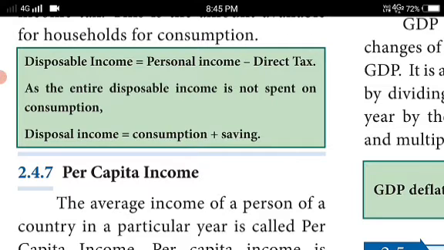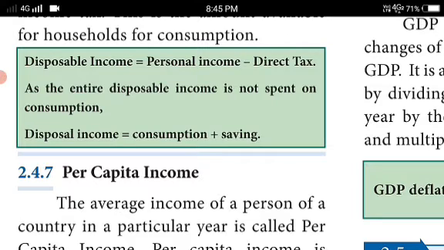Before paying the direct tax, we are calculating the income of an individual, which is personal income. If we subtract the direct tax, we get disposable income. So personal income minus direct tax. The entire disposable income is not spent on consumption; maybe some is saving. They may be keeping some amount in hand or in the bank, which is saving. So disposable income equals consumption plus saving.